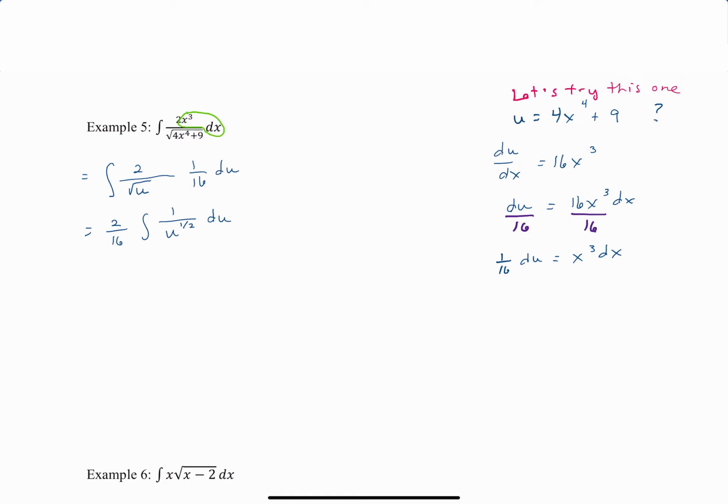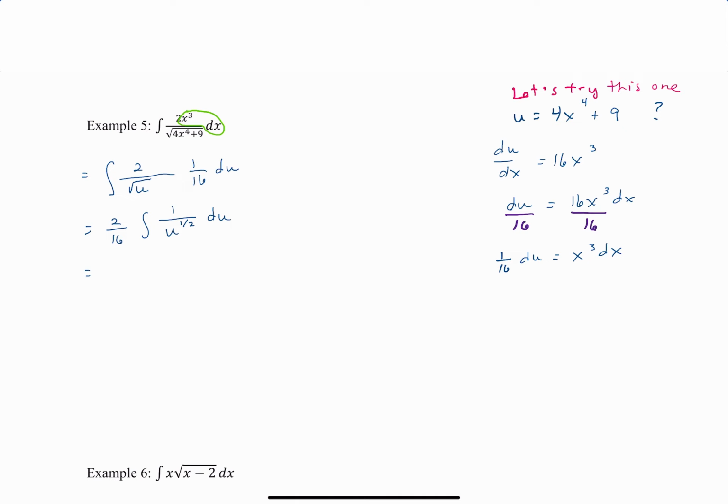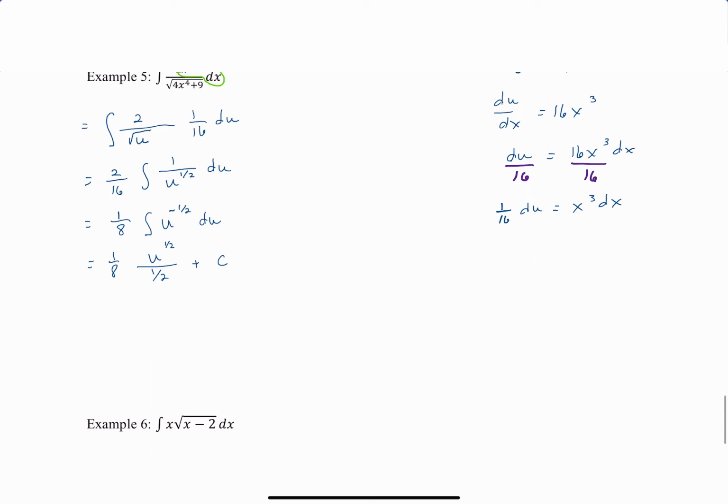But then we don't have a formula for what to do with the power of the variable if it's in the denominator. So this is going to turn into u to the minus 1/2 power du. And out front, let's simplify that 2/16 to 1/8. Now I can use that power rule. So I'll add 1 to the power and divide by the new power. So I'll have u to the 1/2 over 1/2. Now the 1/2 in the denominator turns into 2 over 1. Remember, invert and multiply.